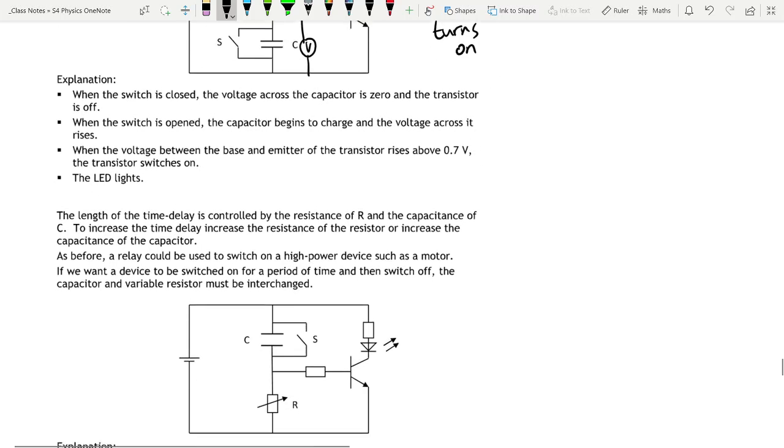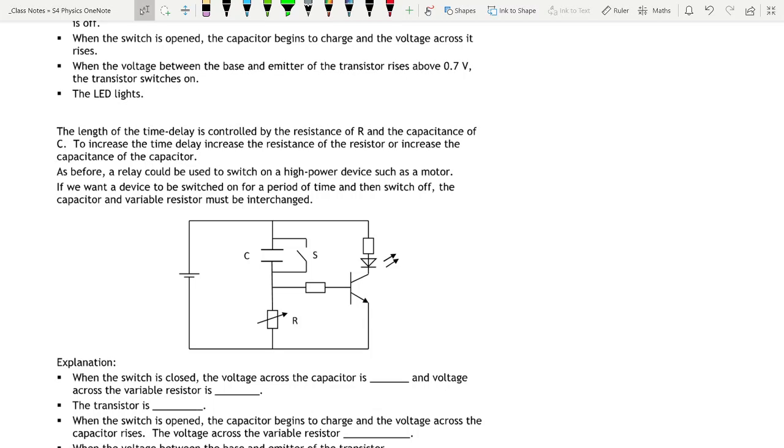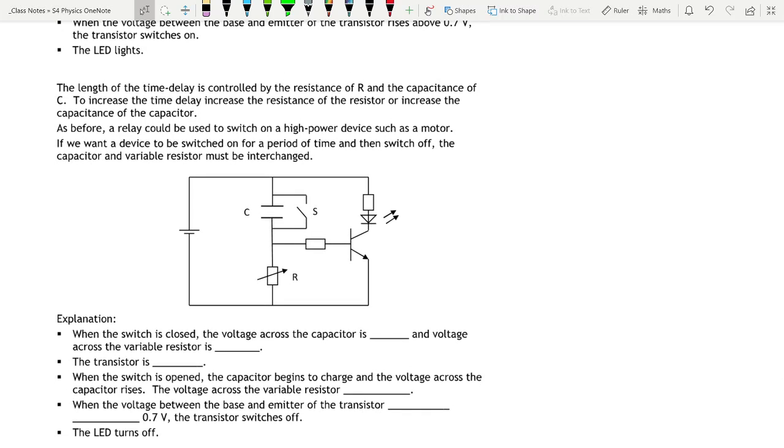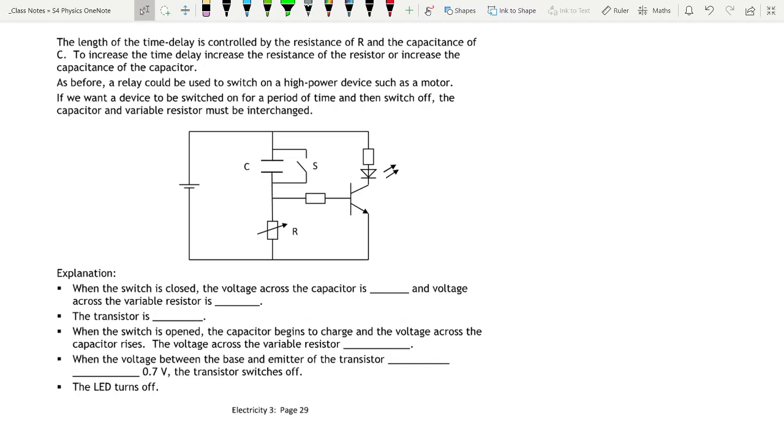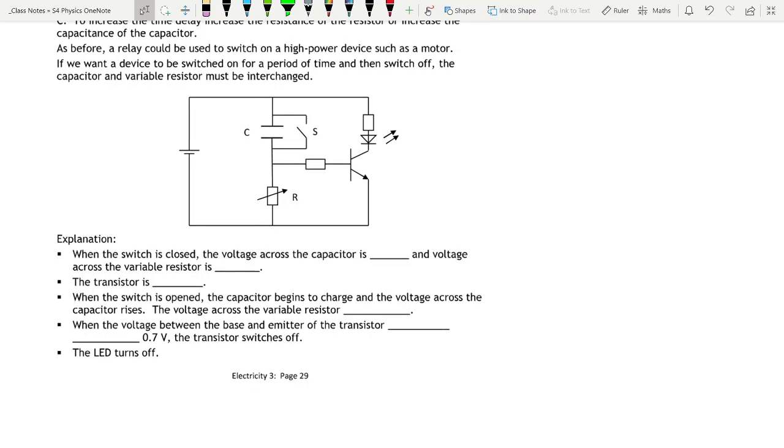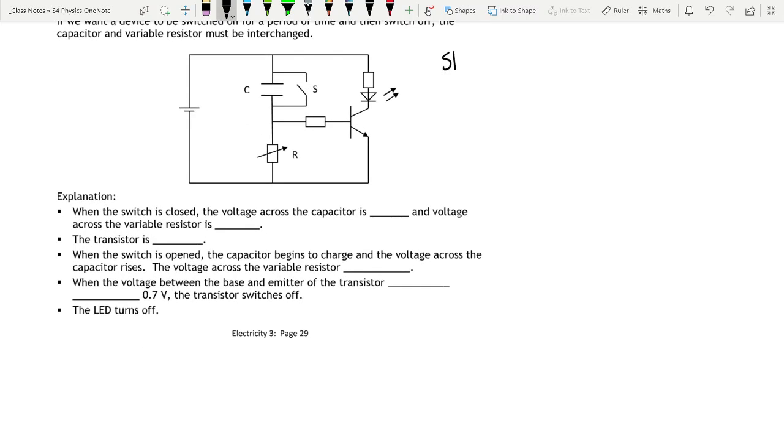Okay, and the length of the time delay is controlled by the resistance of R and the capacitance of C. So a bigger capacitor, remember, takes longer to charge, and a bigger resistor makes it slower to charge. So to increase the time delay, increase the resistance of the resistor or increase the capacitance of the capacitor. And as before, a relay could be used to switch on a higher power device such as a motor. Okay, so if we want it to start on and then switch off, we switch them round. So this one starts on and turns off.